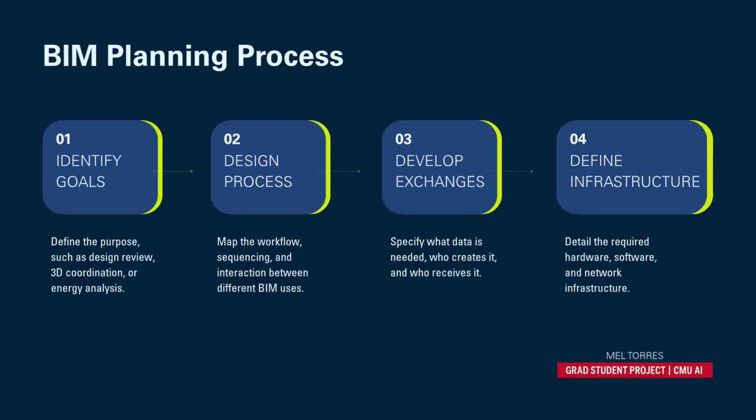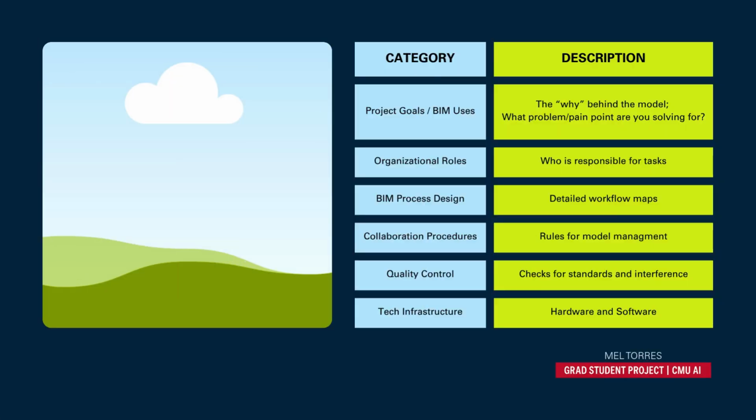And the Penn State Guide breaks it down into a really clear 4-step process. First, you have to identify your goals. I mean, what's the point? What do you actually want this model to do for you? Is it for design checks, energy analysis? You've got to know that first. Then you map out the workflow. Who does what and in what order? Next up, you figure out the data exchanges. Who creates the data, who needs it, and when do they need it? And finally, you get down to the nitty gritty, the tech. What hardware, what software, what networks do you need to pull this whole thing off?